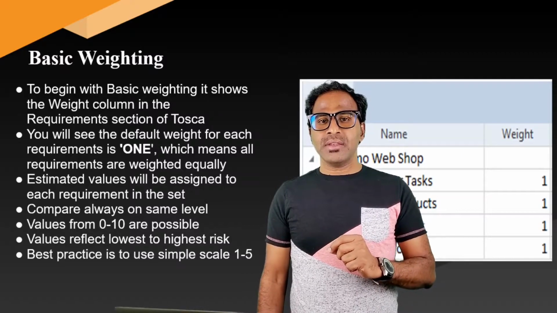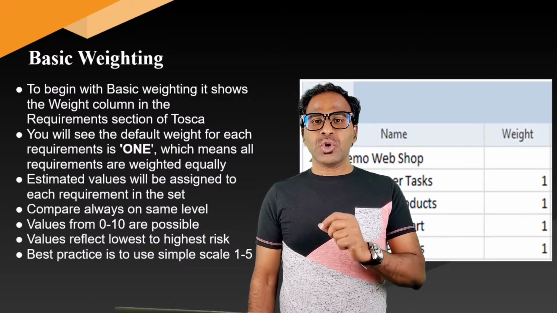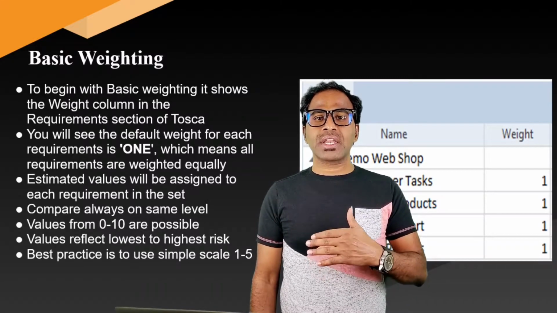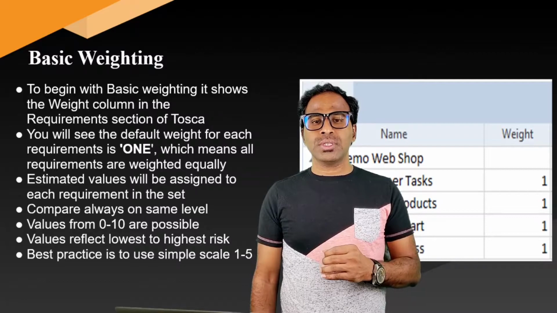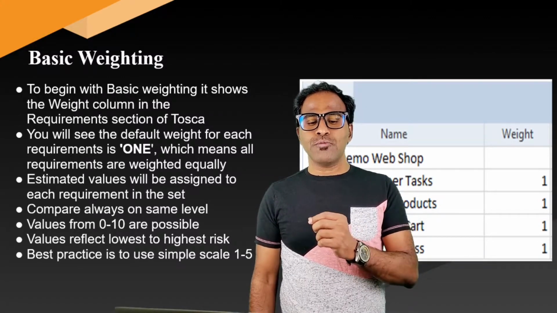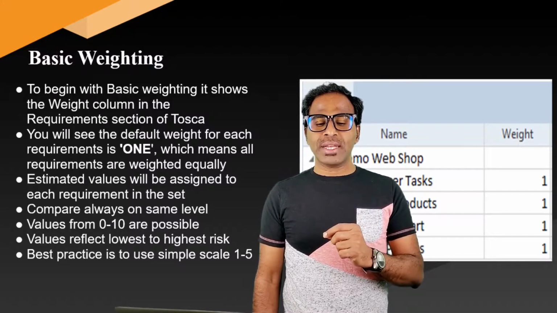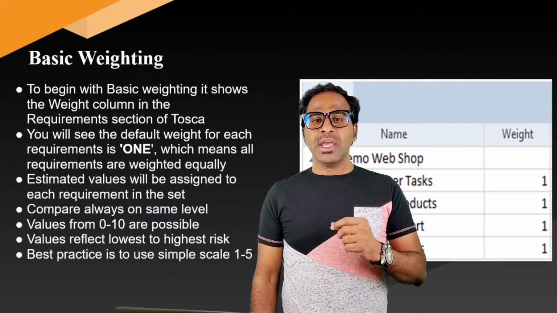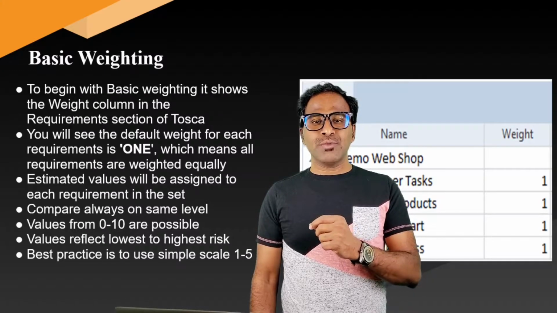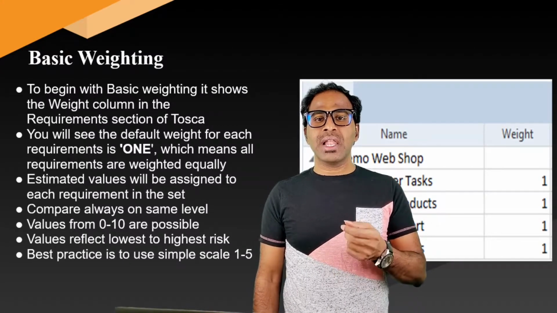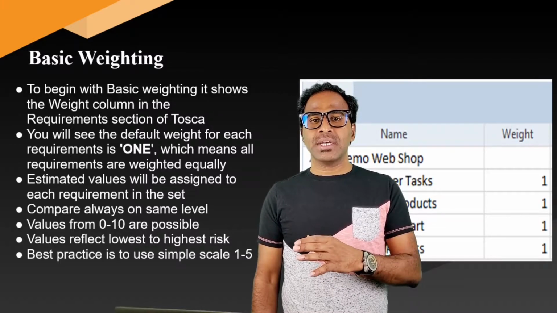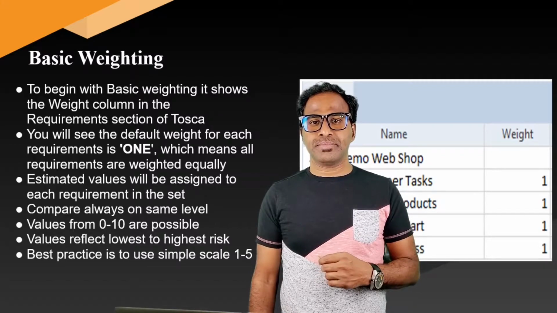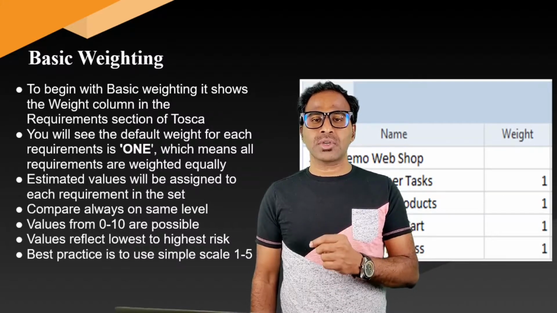Values on a scale from 0 to 10 are possible, but Tosca recommends using the scale of 1 to 5. So values reflect lowest to highest risk. That means if you select the weighted value as 1, it means less risk. If you select the weighted value as 5, it means highest risk. Hope you understand these concepts.